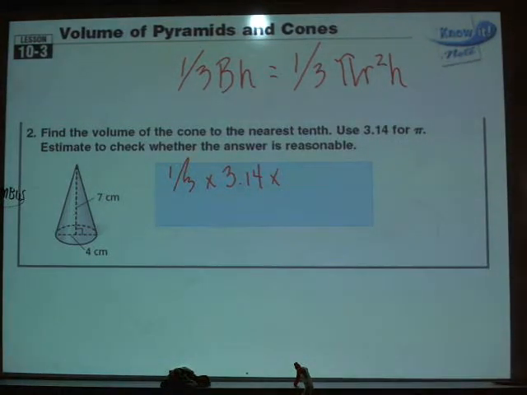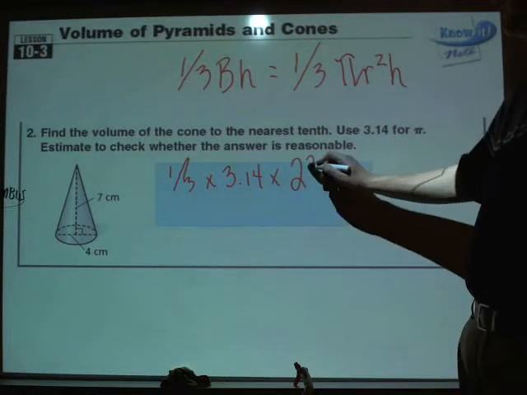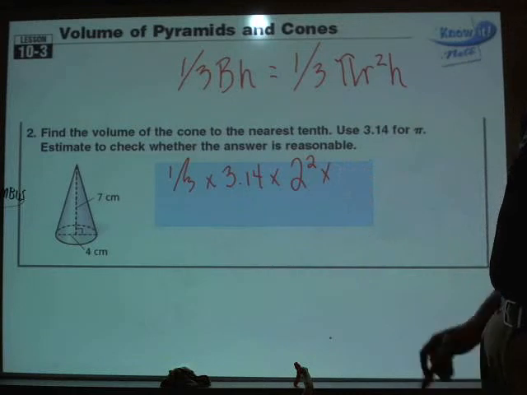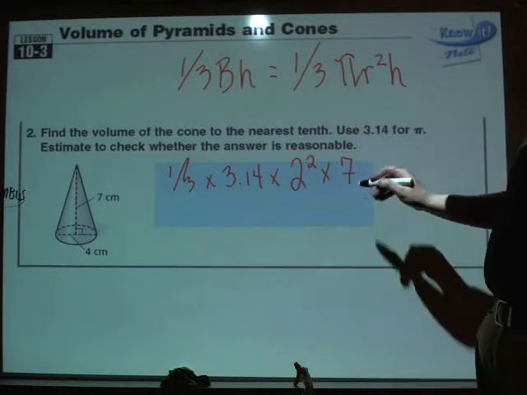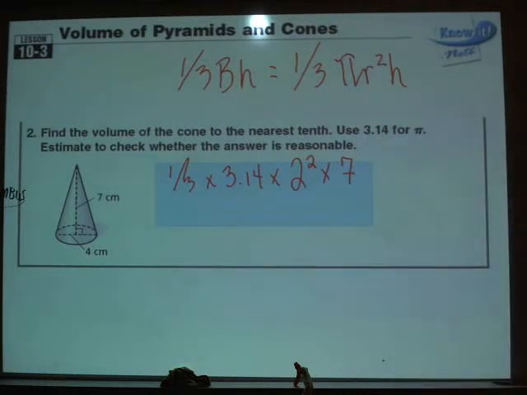Now, here's one of the ways they're trying to trick you. If we look at what they've given us here, they've gone all the way across the circle, which is, of course, as you know, the diameter. But I don't want the diameter, I want the radius. So if I put 4 in, I'm wrong. I want to make sure I write 2 squared here. And then I'm going to multiply that by the height, which is 7. So 1/3 times 3.14 times 2 squared times 7.